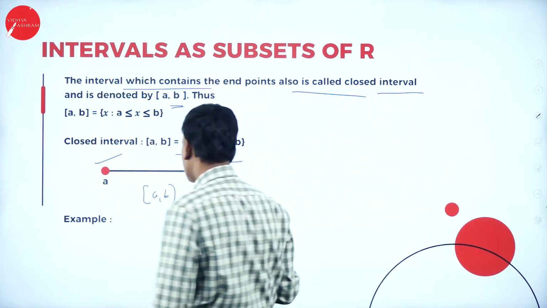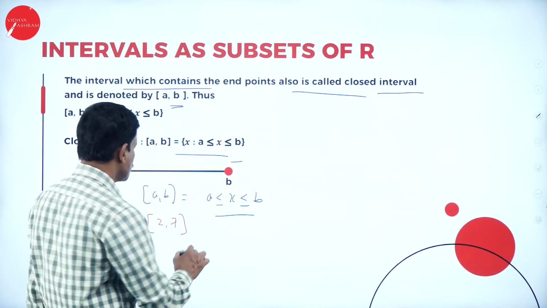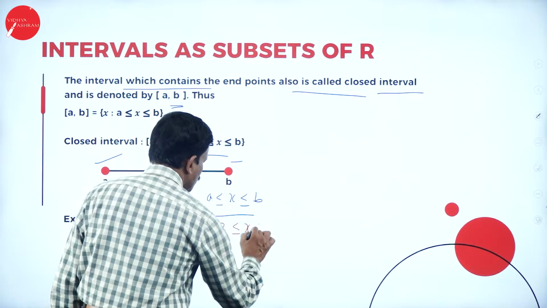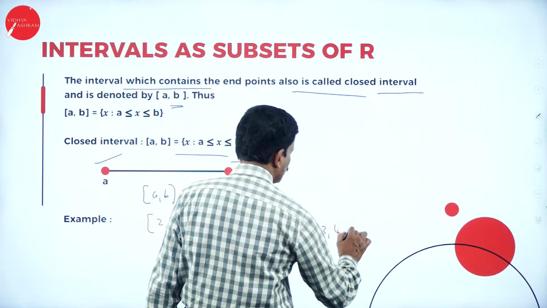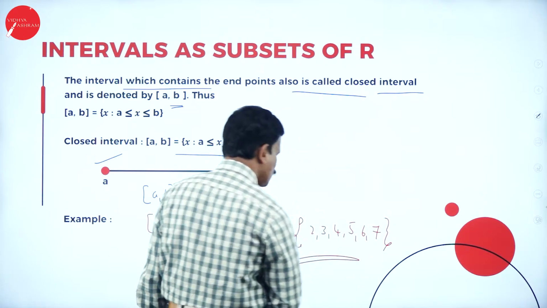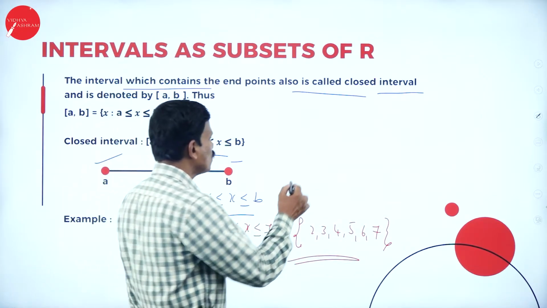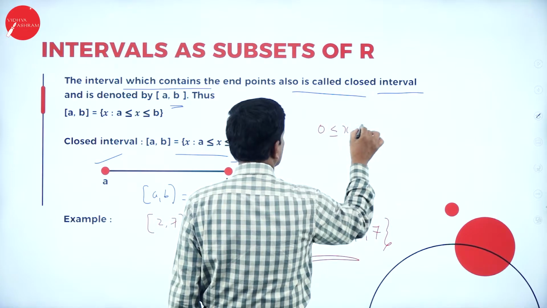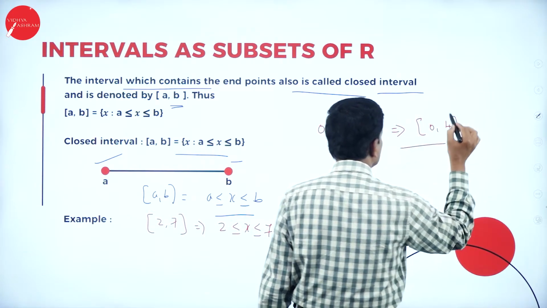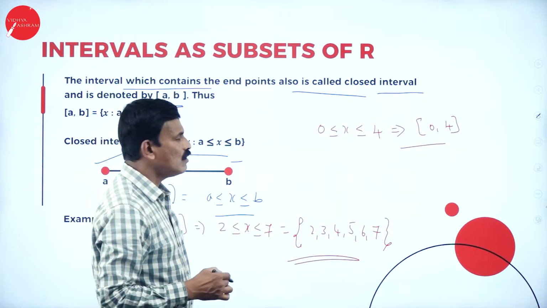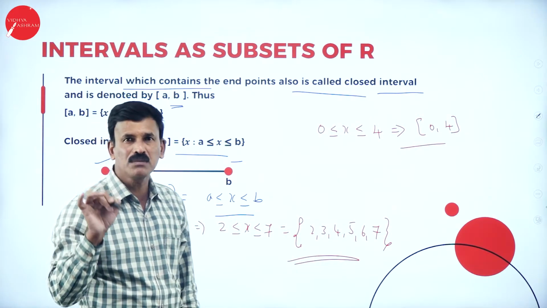Now let us take an example. Closed interval of 2 comma 7. This is written as 2 less than or equal to x less than or equal to 7. So all the values which lie between 2 and 7 are 2, 3, 4, 5, 6 and 7. This is how we represent the elements of the closed interval 2 comma 7. Suppose it is 0 less than or equal to x less than or equal to 4, we represent this as the interval 0 comma 4. This is called the closed interval. So all the values of A and B, including A and B and in between, come under the closed interval denoted as big bracket A comma B.